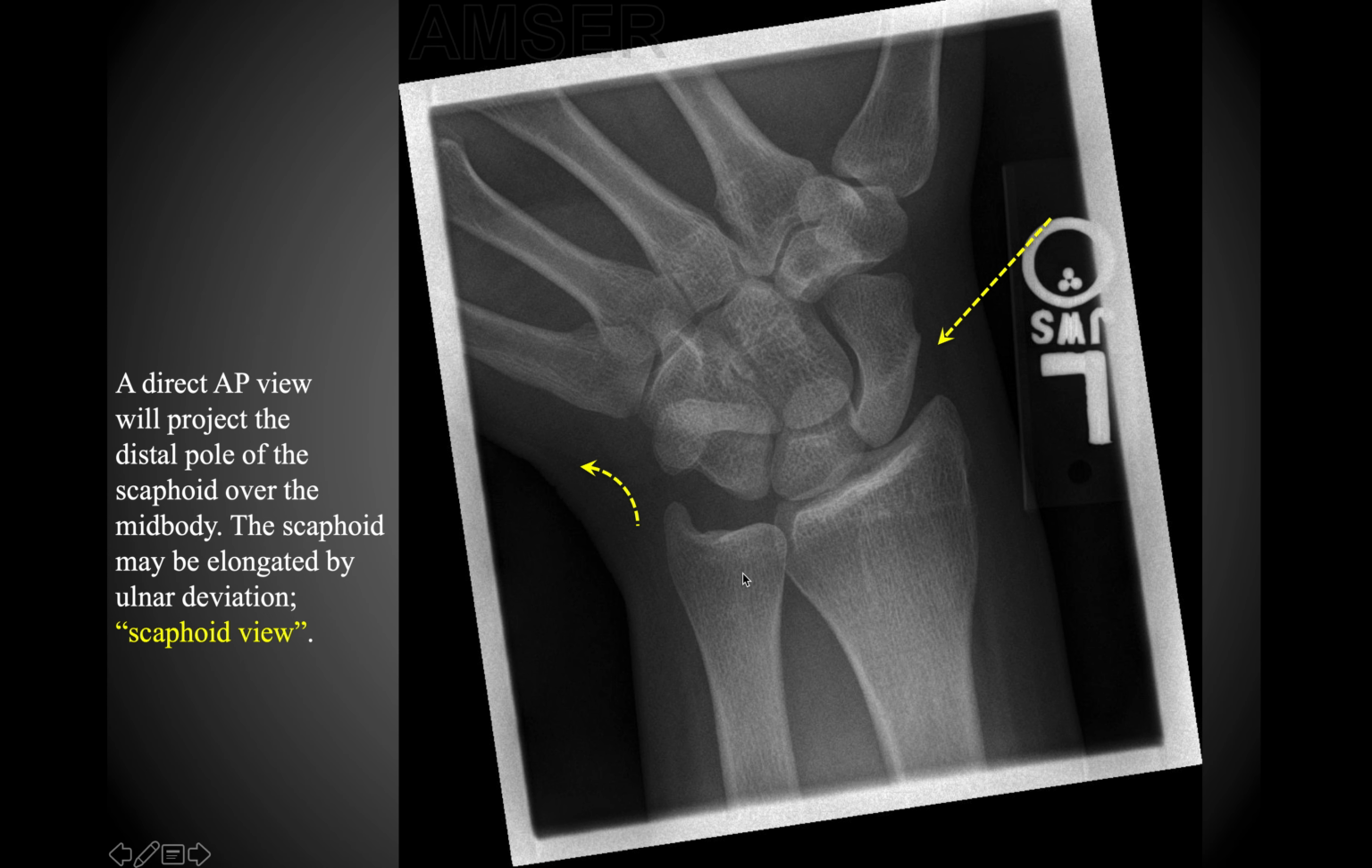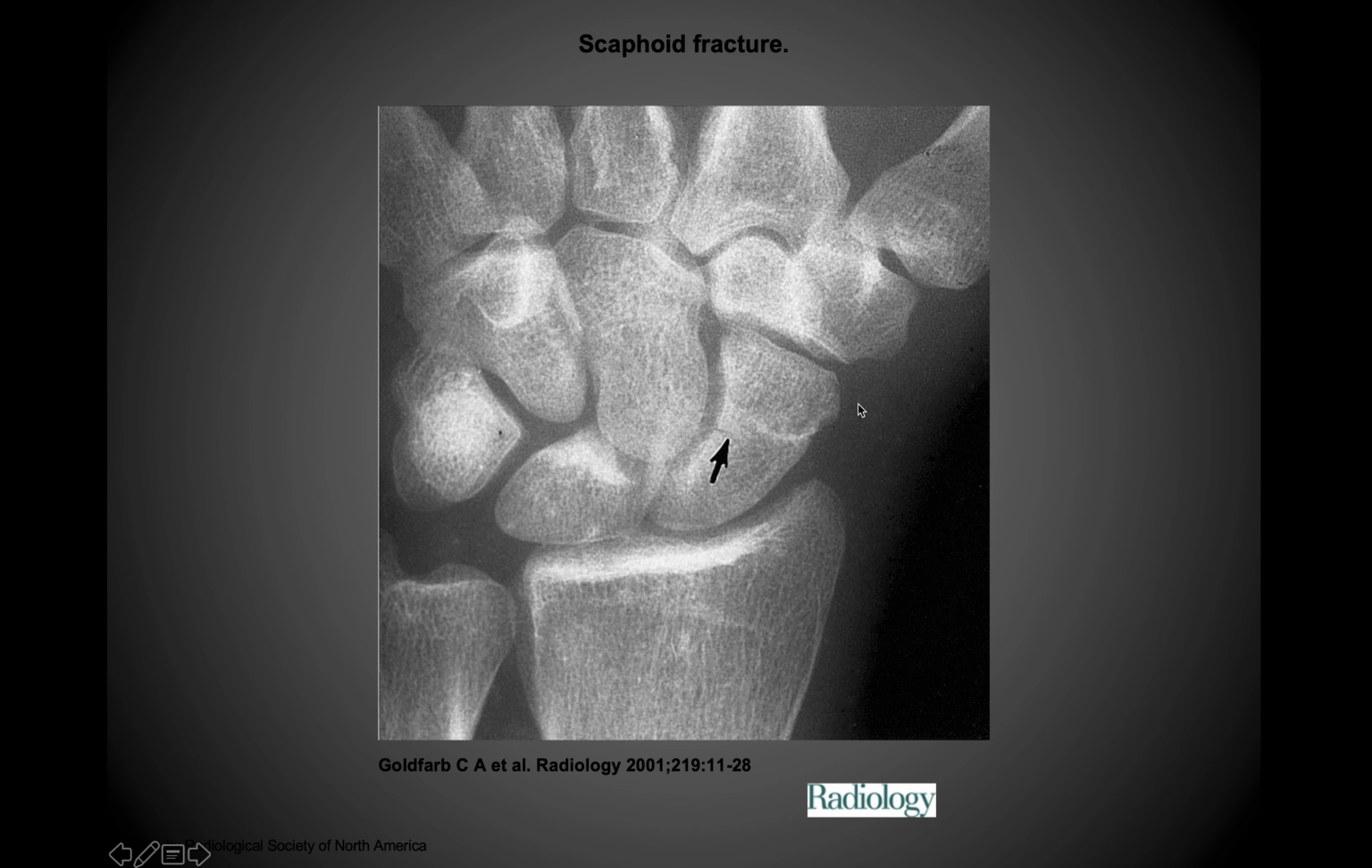And so what we oftentimes will do is, if we have a suspicion of a scaphoid injury or fracture, we'll have the patient move the wrist into an ulnar deviated position, or basically an adducted position. And when they do that, that allows us to better appreciate the entirety of the scaphoid bone, including the distal and proximal poles, as well as the waist coming across the middle.